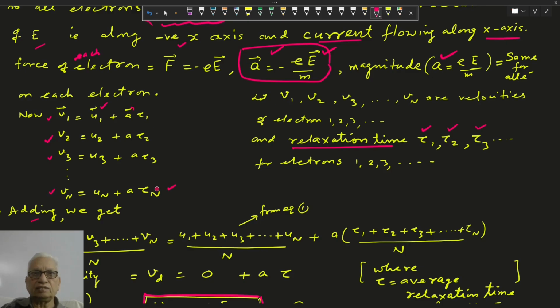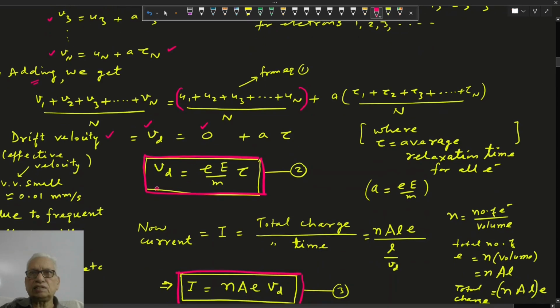If we add v1 plus v2 plus v3 up to vn, that is u1 plus u2 and so on, here a is common, so tau 1 plus tau 2 plus tau 3 and so on divided by n. As per equation 1, the average velocity before battery connection is 0, and the average velocity after battery connection is called drift velocity, given by Vd, where a is the common acceleration, and this is the average relaxation time given by tau.